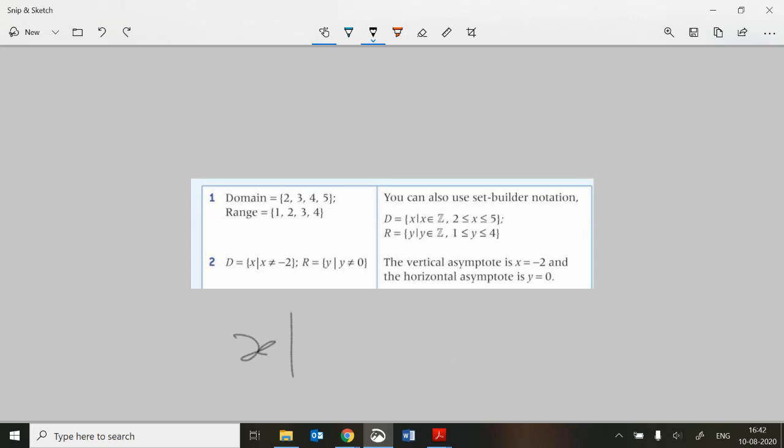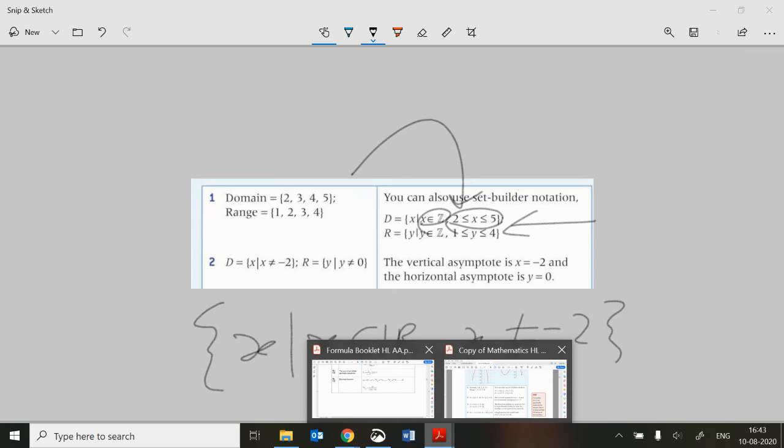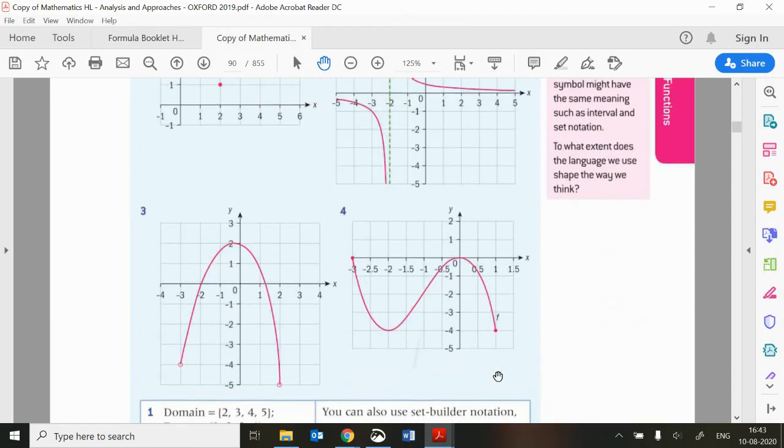But I also think that they should say x is such that x belongs to the real numbers and x does not equal minus 2. And they've put it in this kind of set builder notation. Here we go, set builder notation. That's more than you really need to do, to be honest. And likewise, they've done it here as well. I wouldn't get too stressed about this, but stating x belongs to the integers and x is between 2 and 5, I mean, that's sufficient, really. Okay, let's have a look at question 3 and 4.